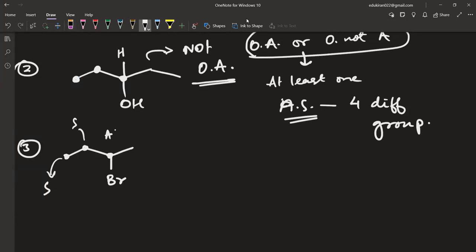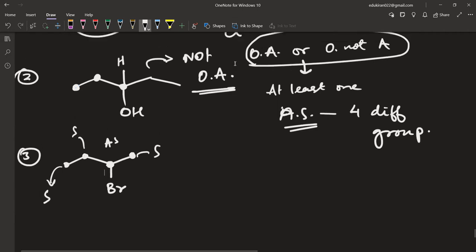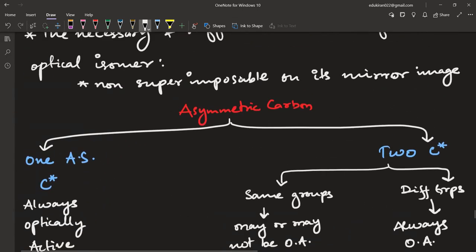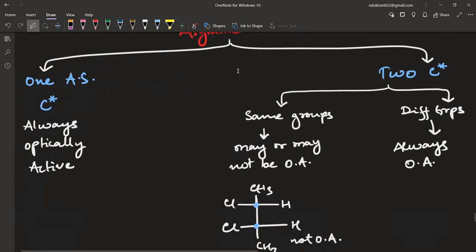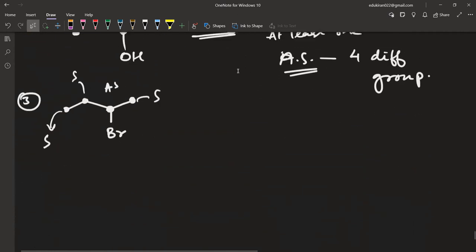तो फिर जब ये एक और ये वाला, लास्ट कार्बन सिमेट्रिक. तो अब बताइए ना, आपको एक एसिमेट्रिक मिल गया. बताइए वन एसिमेट्रिक कार्बन ऑलवेज ऑप्टिकली एक्टिव ना? Yes. फिर आपने कैसे बोल दिया नॉट ऑप्टिकली एक्टिव?